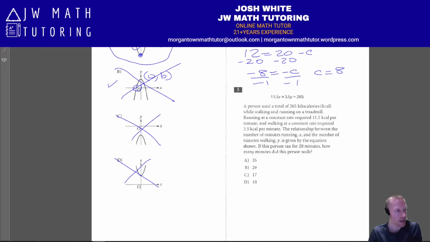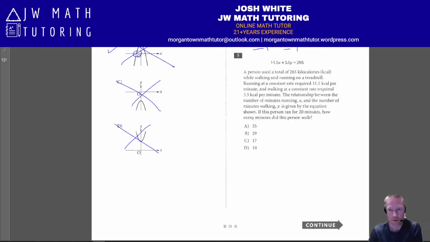Now below that, we have problem number 5. Here you're given a formula with 2 variables, but they basically give you one of the values to plug in. So 20 is going to get plugged in for x, because x represents the number of minutes running, and they tell us the person ran for 20 minutes. So this really turns into just 11.5 times 20 plus 3.5y equals 265.